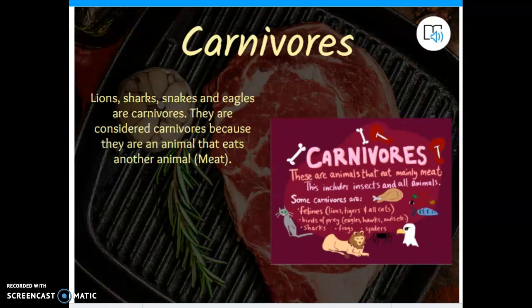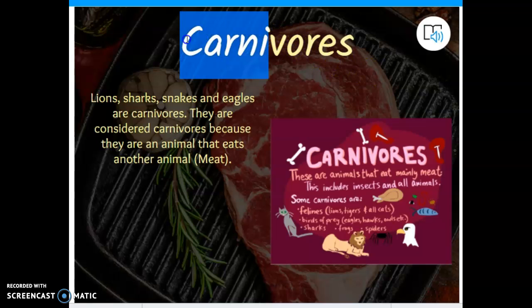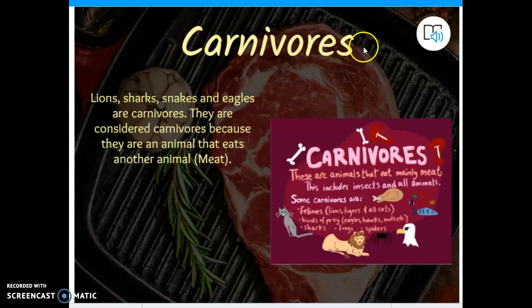That takes me to my second category of consumers, and that is your carnivore. Now, I know that when I was working in the restaurant, if I needed steak or something in meat, I would ask for carne. I think it was spelled with an E, but that meant meat. Carnivores only eat meat. So your lions, your tigers, eagles, sharks, snakes, spiders. Spiders, they eat meat? Yes, they eat insects. They eat the meat of an insect. They are carnivores because they only eat meat.